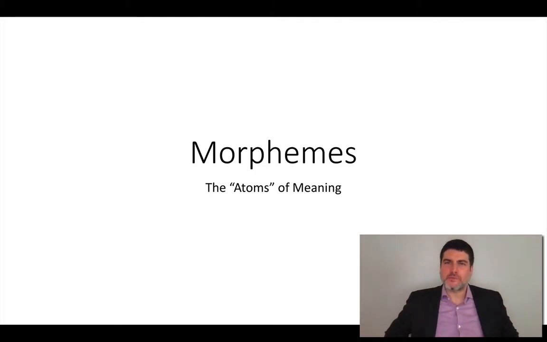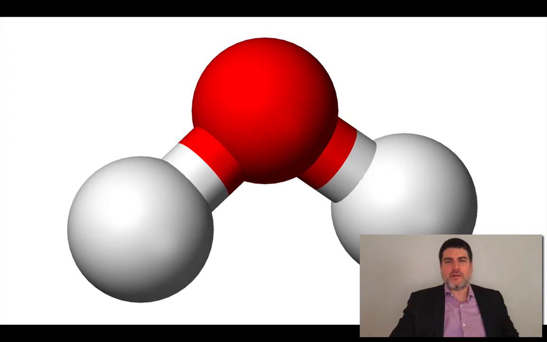In this video, we're going to be talking about morphemes. I call morphemes the atoms of meaning. So what do I mean by that? Well, let's assume that this is a molecule of water. We all know that water is H2O, so you can think of the red atom in this picture as the oxygen, the one atom of oxygen, and the two white atoms are the two hydrogen atoms. Together, they bond together to form a molecule of water.